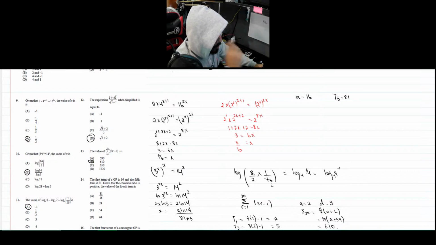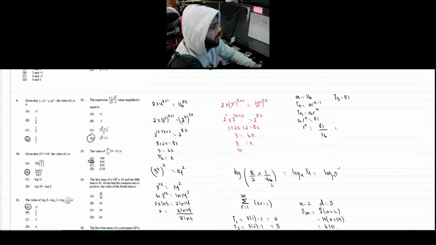Given that the common ratio is positive, the value of the fourth term is, okay, well, we know that T sub n is equal to A R to the n minus 1. T5 is equal to 16 R to the power 4. This is equal to 81. So 16 R to the 4 is 81. R to the 4 is 81 over 16. Find the fourth root of this. The fourth root of 81 is 3. The fourth root of 16 is 2. R is positive, so positive 3 over 2.